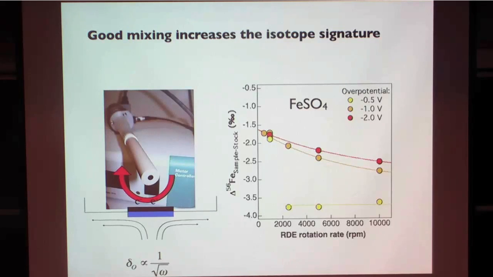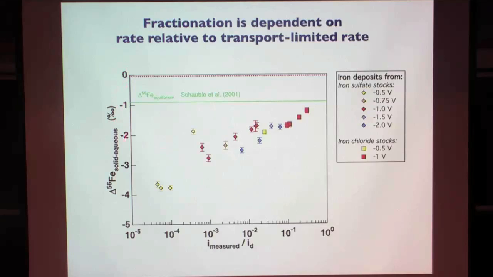So we can plot now our measured isotope fractionation. Now this is for that data that we just saw. This is iron deposited from iron sulfate and iron chloride. Instead of showing the rotation rate, what I'm plotting here on the x-axis is a dimensionless parameter that compares the current at which the experiment was run, or the rate that the experiment was run, to that mass transport, that diffusion limited rate. In which case, all of the data fall on a nice, clean, linear relationship over several orders of magnitude. So this is nice. All of that data collapses to one.